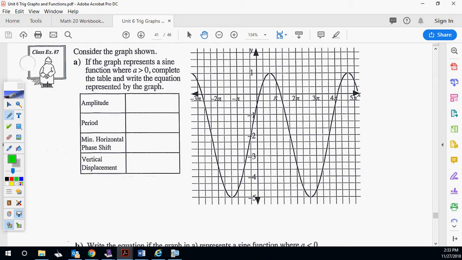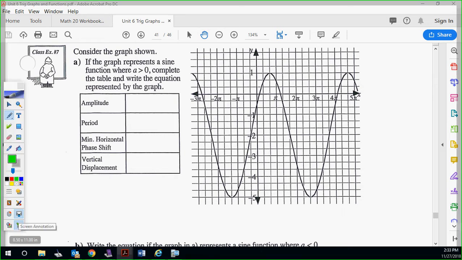All right, so consider the graph shown. If the graph represents a sine function, so I missed this last class, I didn't see the sine word there. To see it with you guys is good. So it's sine. So we know we're concentrating on sine, where a is greater than 0. Complete the table and write the equation represented by the graph. So you can see clearly the x-axis is no longer my center line. You guys see that? You can see that looks like -2 is my center line now.